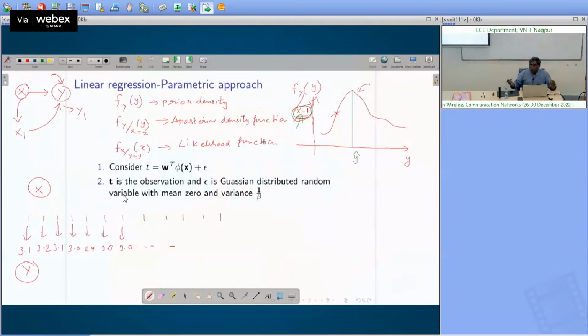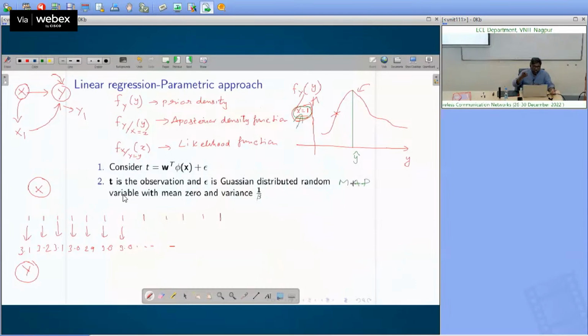So what could be the better choice for selecting that y for a given x? One of the choices I'm telling is nothing but your peak value. This is what we call the MAP estimate, maximum a posteriori probability density function. So the posteriori density function where you are getting this maximum, that is what you are going to declare as the estimate. Okay, fine. What are the other choices?